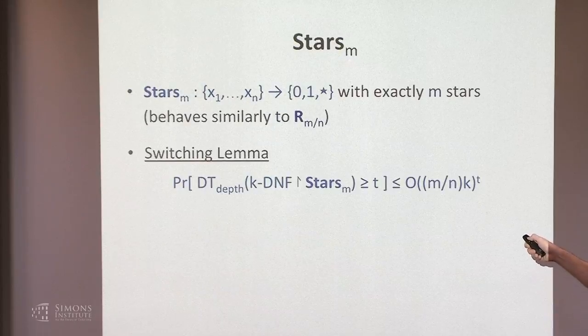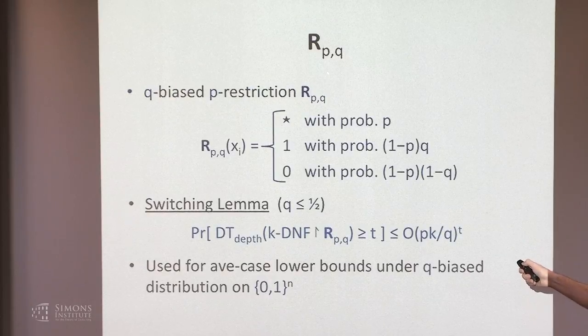So you can take exactly m stars. That's not very interesting. You can bias the ones and the zeros. Okay, and you get something.